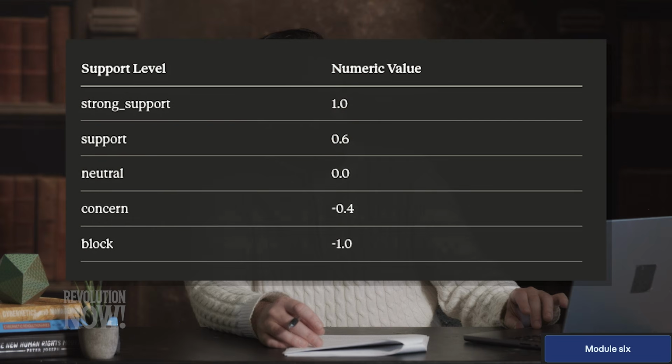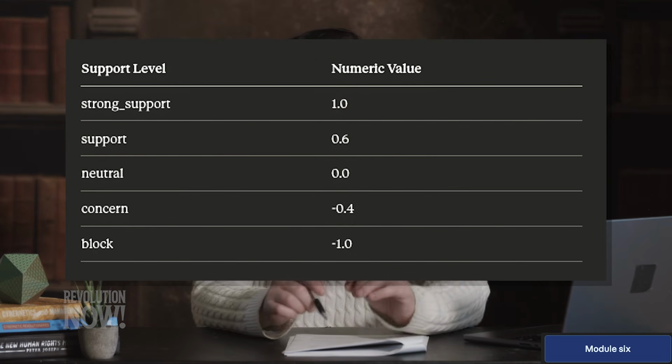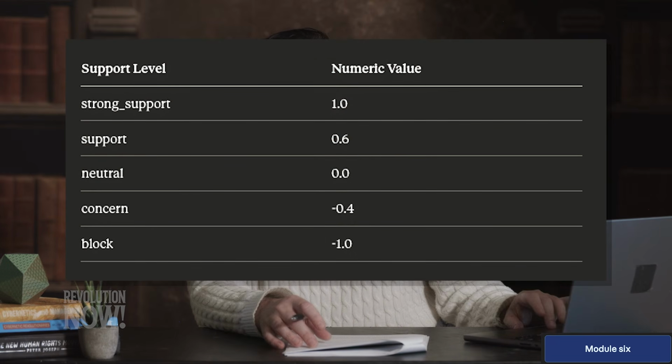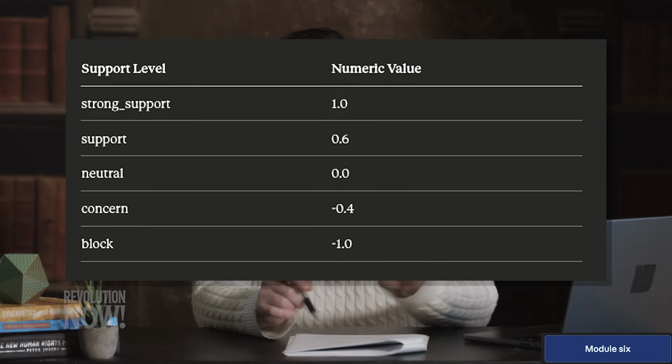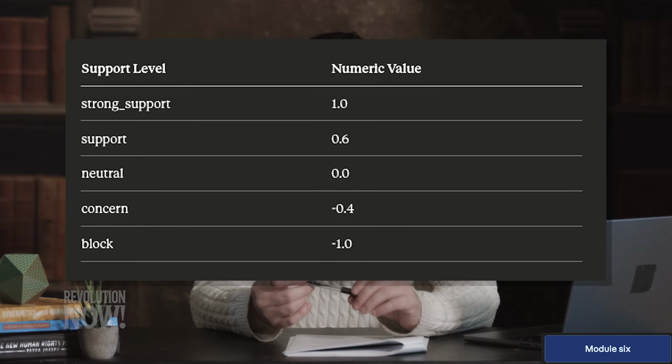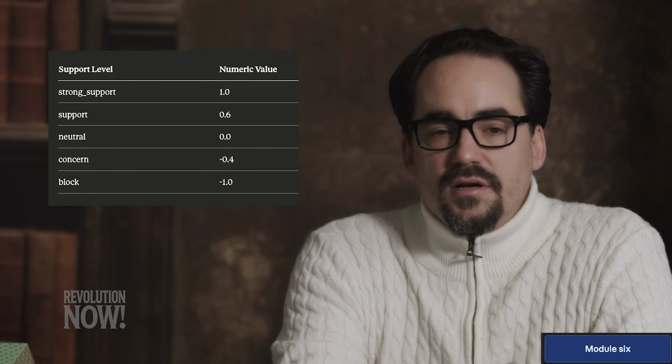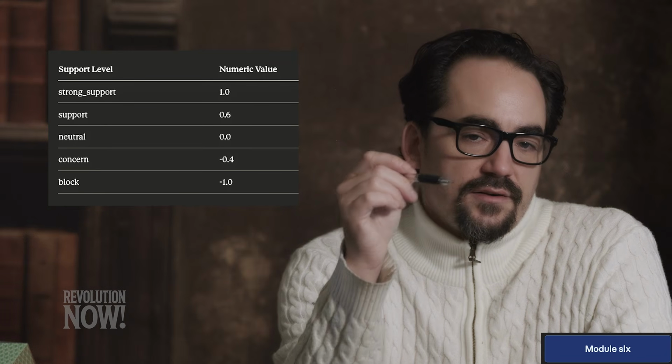Now you'll notice from an image I have on screen, in the current gradient scale, there is an asymmetry in how numerical values are assigned to positions of support. This is intentional. The gap between concern and block is larger than the gap between support and strong support. Hence, blocking carries disproportionate negative weight.